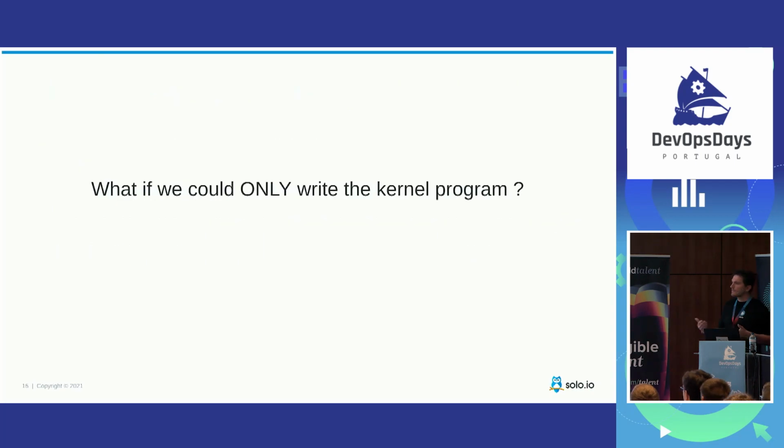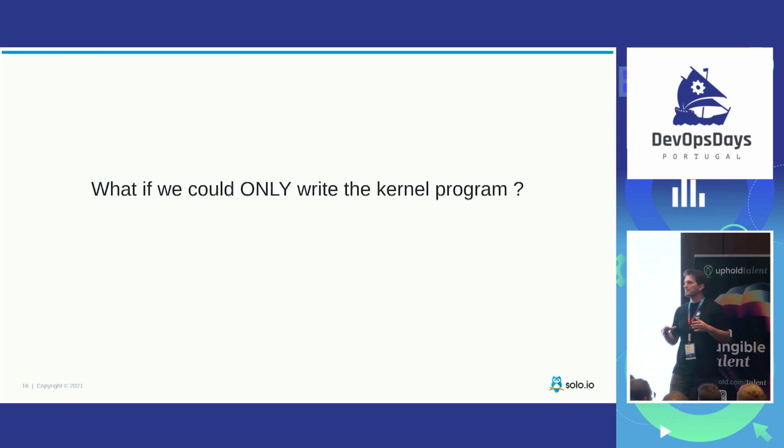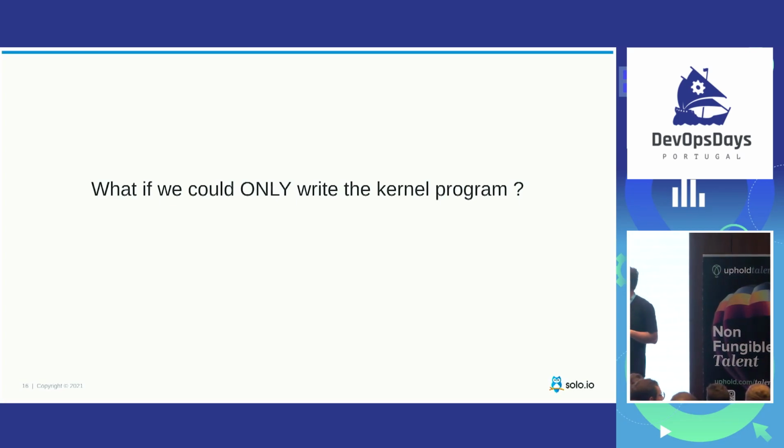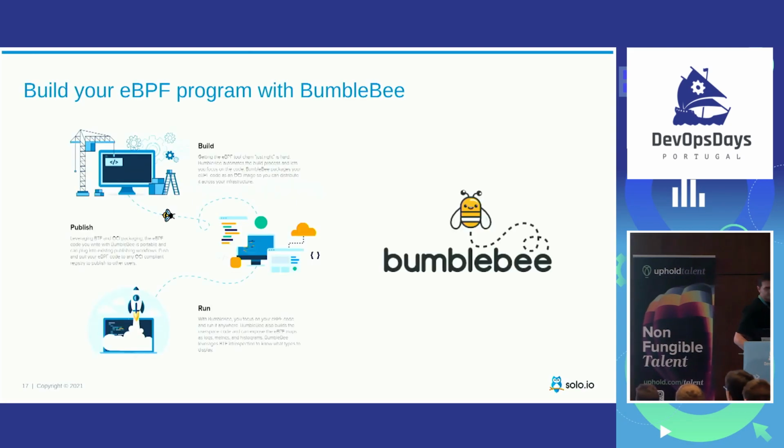And finally, we had this question: what if we could only write the kernel program, not the user space program? Quite often, the information that you want to print can be simple text, so we would benefit a lot if you can write just the kernel program, and that's where we built Bumblebee.